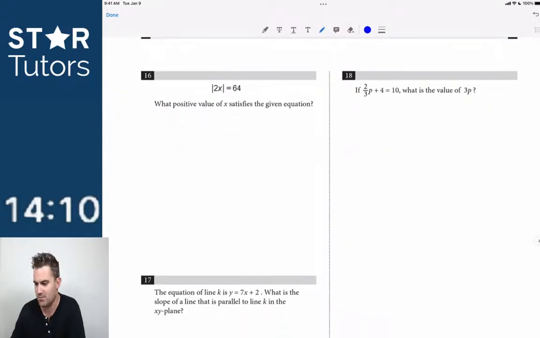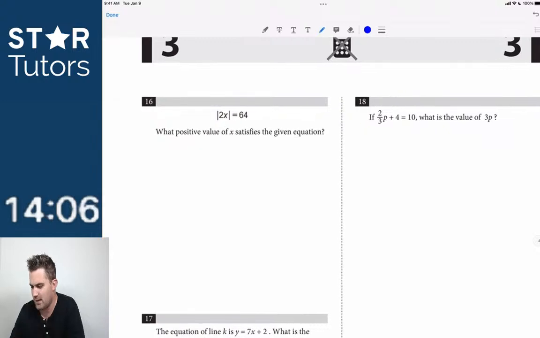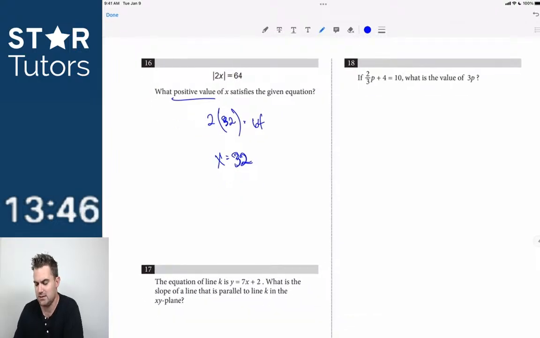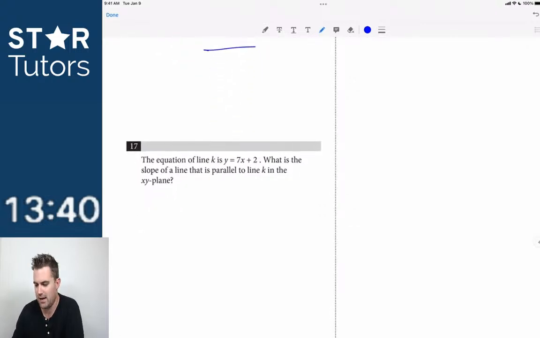We still have 15 minutes on the clock. Number 16, what positive value of x. So far, this seems very straightforward. Maybe those questions that I've skipped, right? X equals 32. Maybe this is just an easy no calc section and it'll be a hard calc section. But so far, this seems pretty straightforward. Or I'm just completely out of it today and going to miss a lot of these.